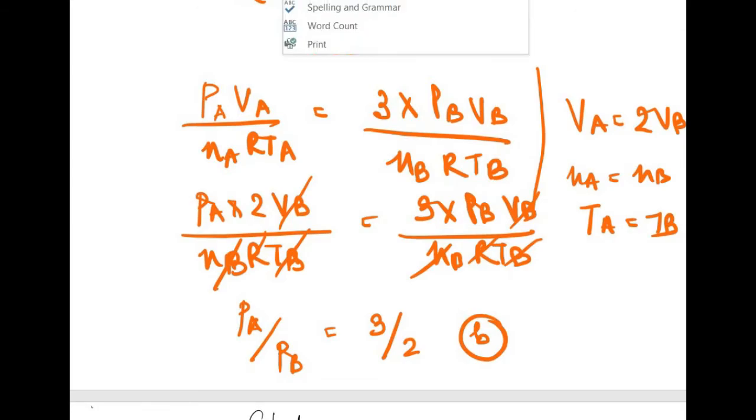Okay, moving on to the next question. A 10 milligram effervescent tablet containing sodium bicarbonate and oxalic acid releases 0.25 ml of carbon dioxide at temperature 298 Kelvin and pressure 1 bar. If the molar volume of carbon dioxide is 25 liter under such conditions, what is the percentage of sodium bicarbonate in each tablet? The molar mass of sodium bicarbonate is given to you.